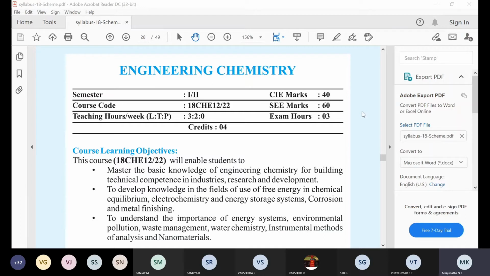Myself, Manjunatha NK. I am going to take classes for engineering chemistry and engineering chemistry lab in this semester. So today is the first class for you, engineering chemistry. So first I will discuss with you what syllabus you have, what the marks are, how much internal, external and all.